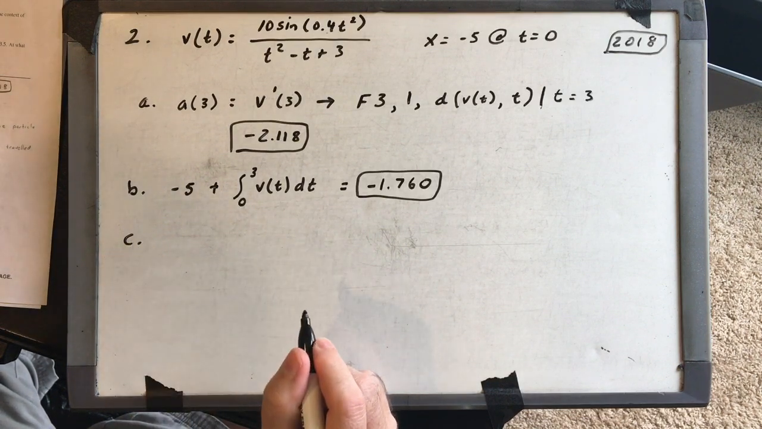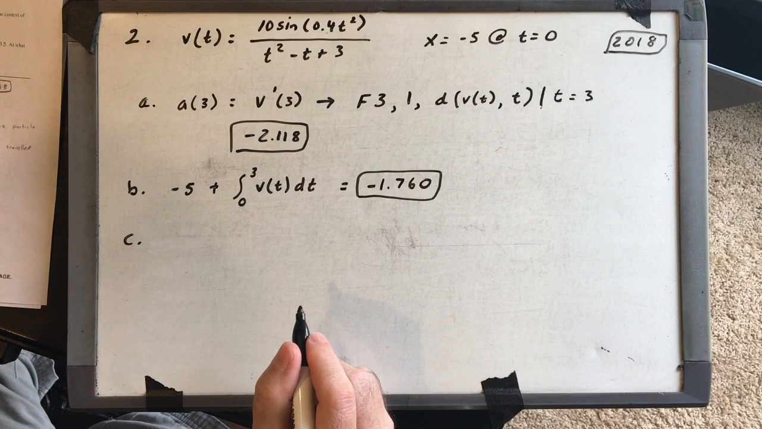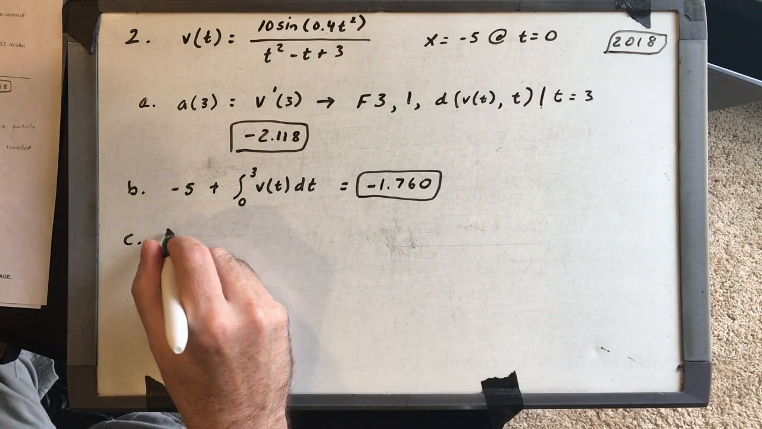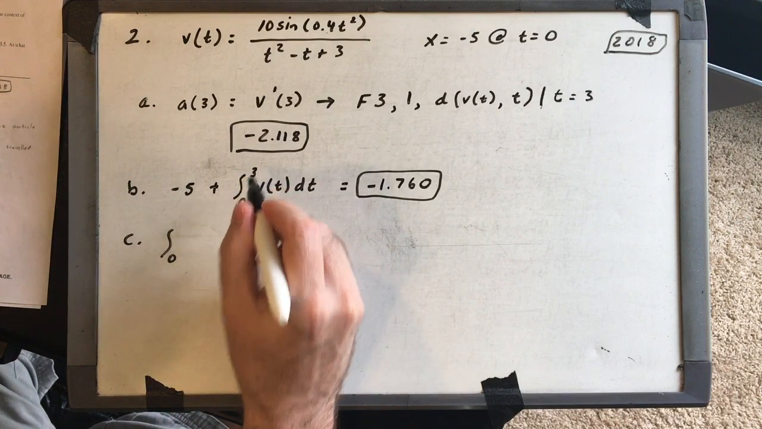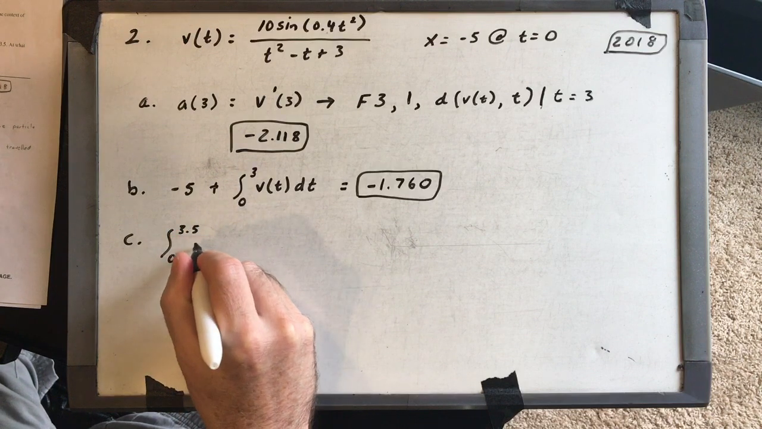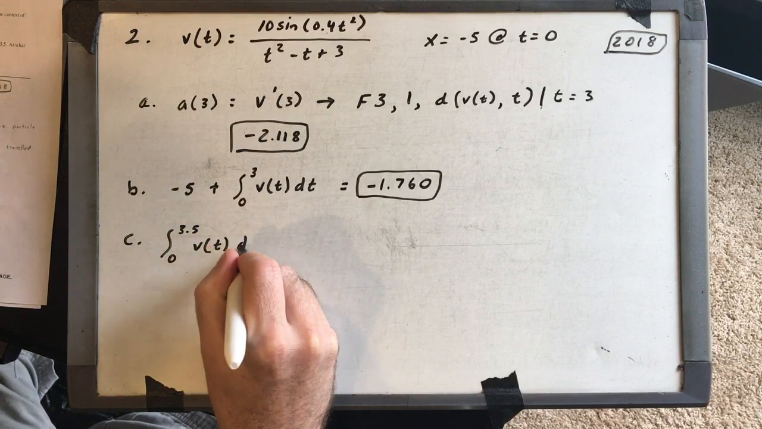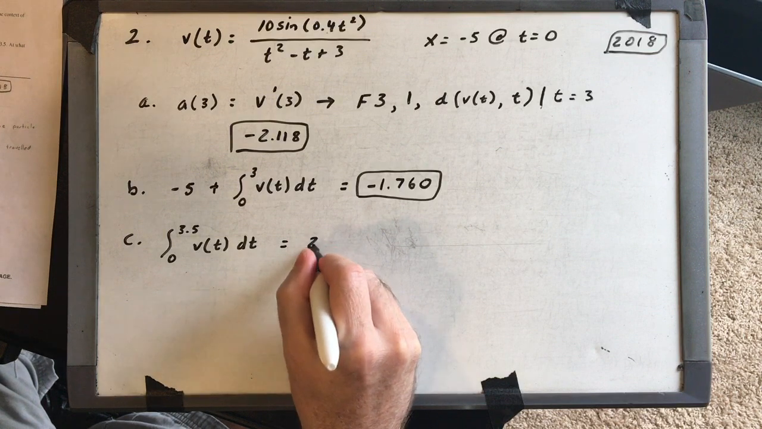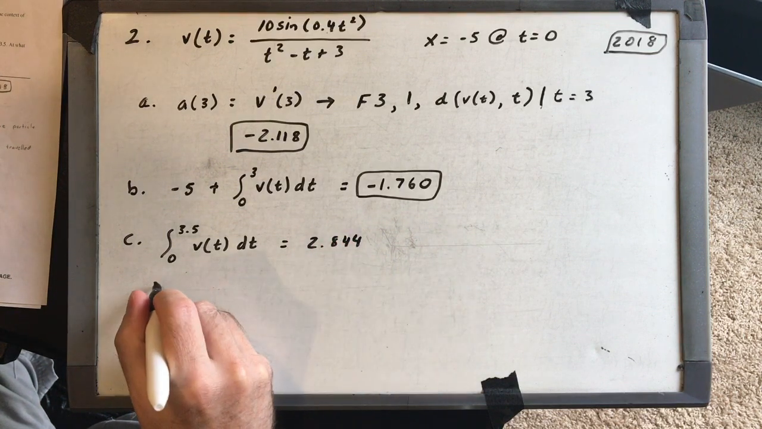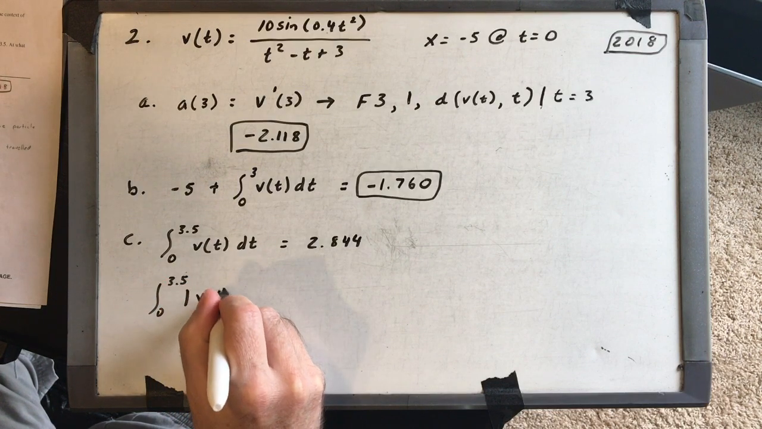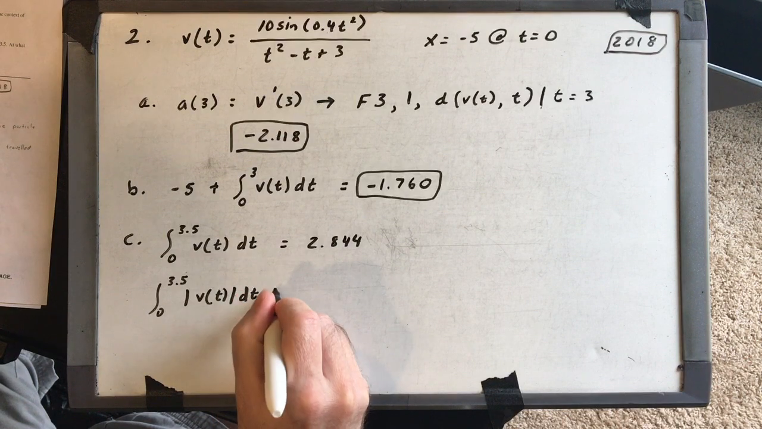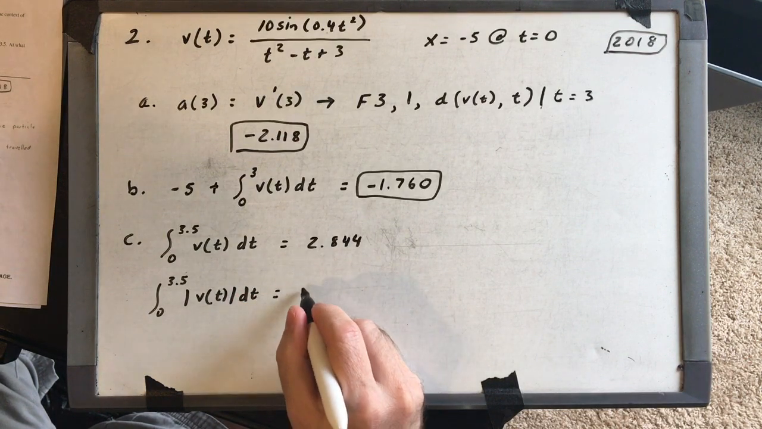Part C. Evaluate 0 to 3.5 of v of t dt and 0 to 3.5 of the absolute value of v of t. So you're going to basically just go in there and change that from a 3 to a 3.5. So pretty quick work. Follow along in your calculator and see if you get 2.844. And for 0 to 3.5 of the absolute value, you will get 3.737.